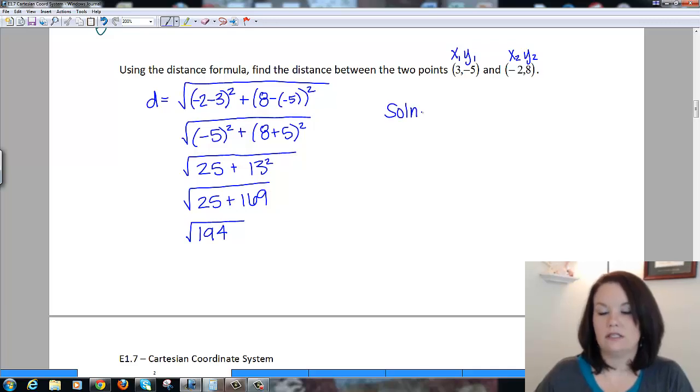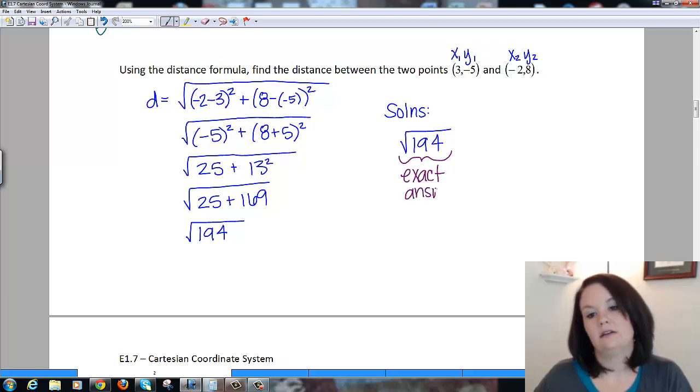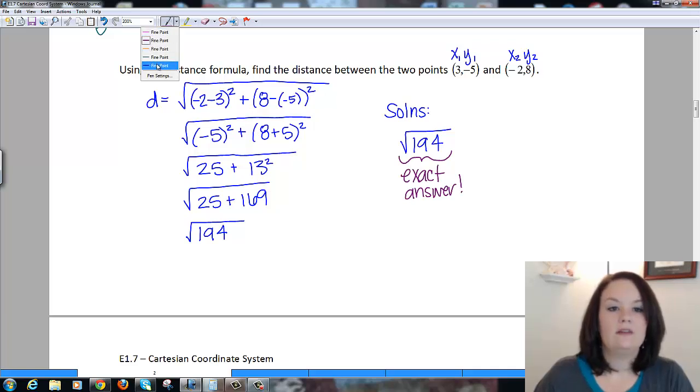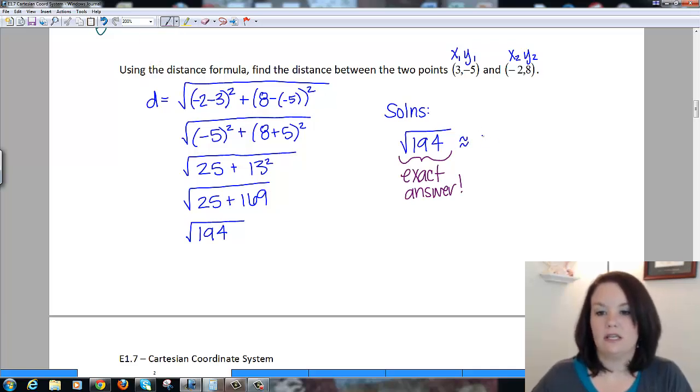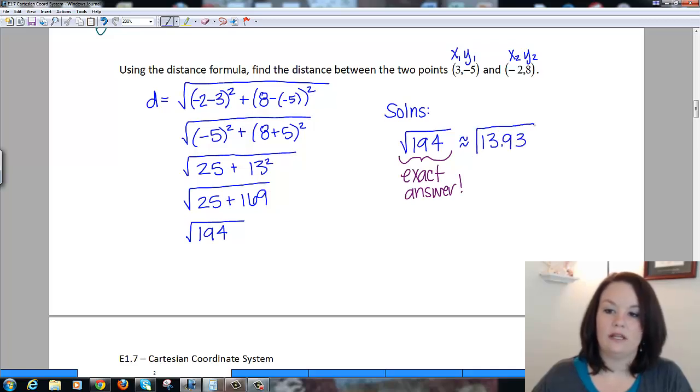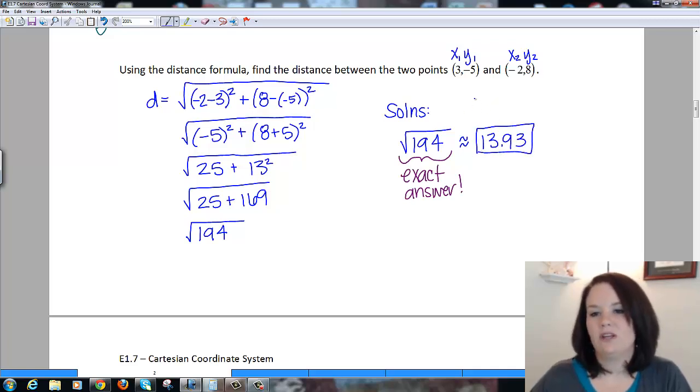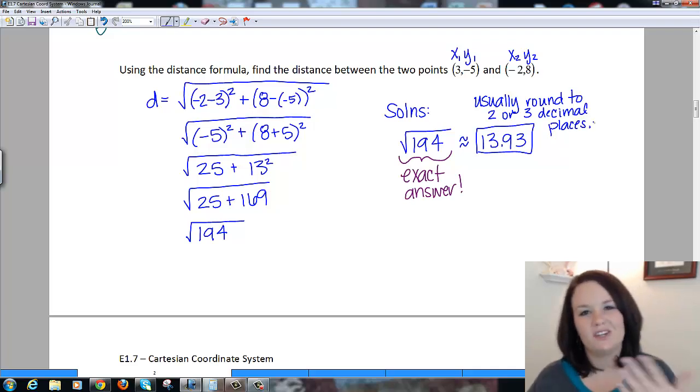Okay, so I'm going to go ahead and say, for our solutions, the square root of 194, when it's written like this whole piece, this is called our exact answer. Okay, and then we're going to go ahead and get a decimal. This is approximately 13.93. Okay, and I'm going to go ahead and say we usually round to 2 or 3 decimal places. Okay, and my math lab will tell you round to the nearest hundredth, round to the nearest tenth, round to the nearest thousandth, or however.